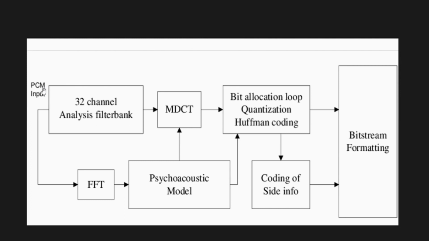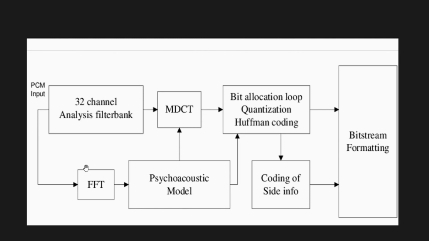Here the sound wave is converted to a digital signal, which is referred to as the PCM input. PCM stands for pulse code modulation. Then the signal is sent to the 32-channel analysis filter bank, where it is divided into 32 subbands. Now let's jump to the FFT. FFT stands for fast Fourier transformation. It converts the sound from the time domain to the frequency domain.